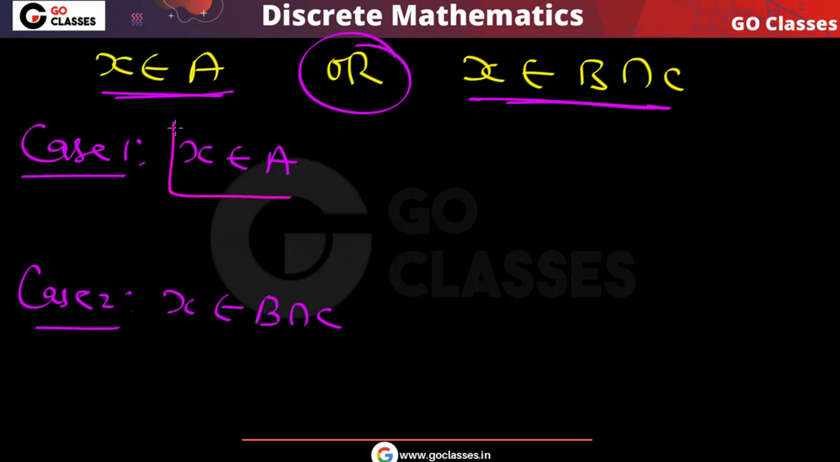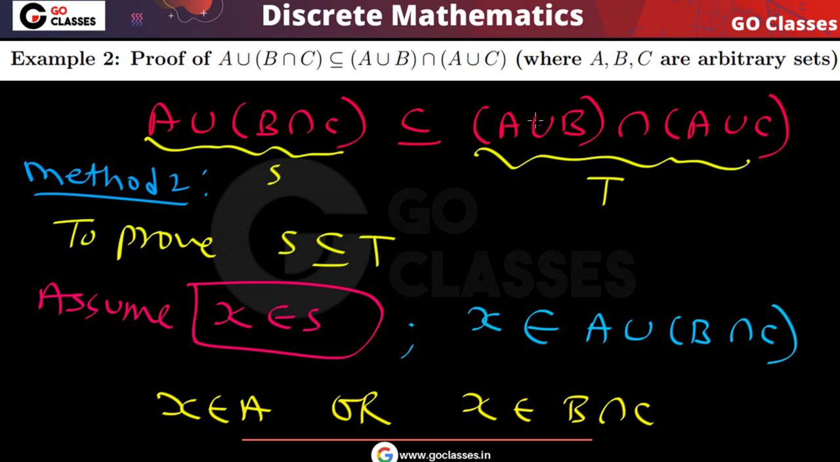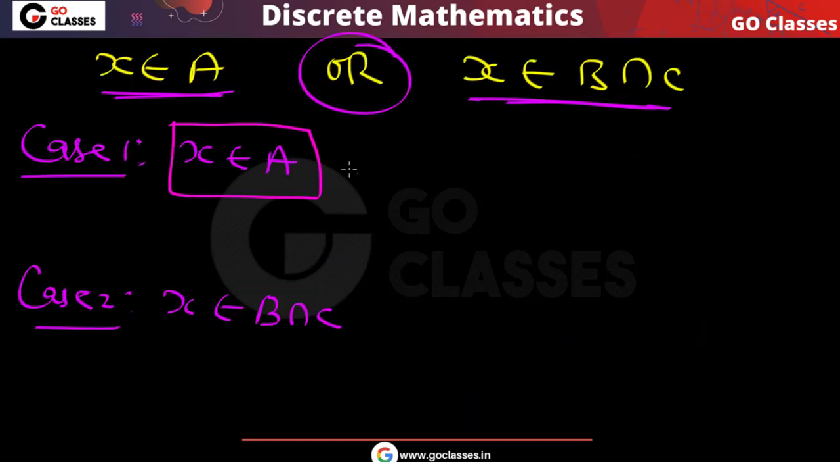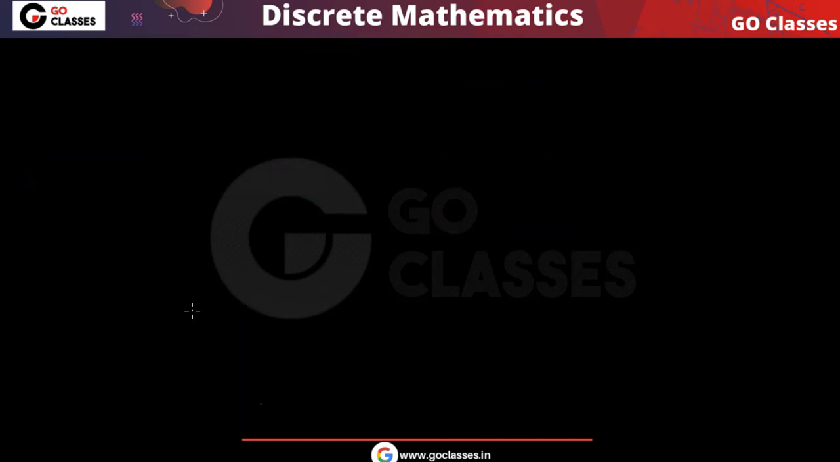Now in this case X is in A. If X is in A, then X is also in A union B. So from this I can say that X is also in A union B. I can say X is also in A union C, because we already know that if X belongs to A, then X also belongs to A union B.